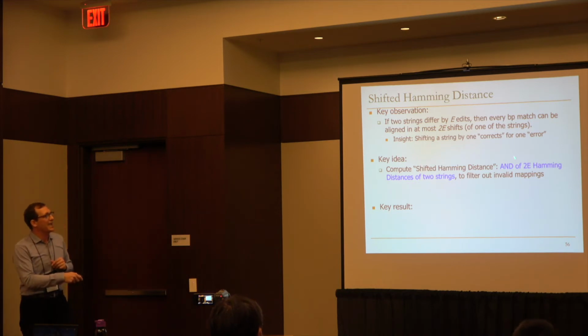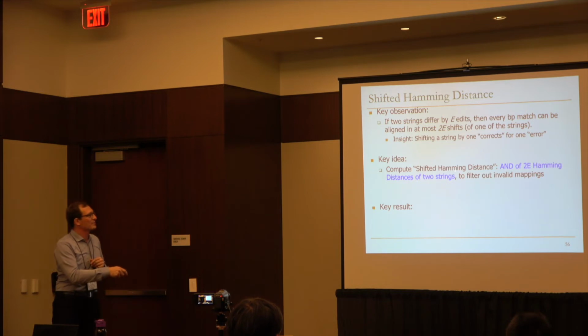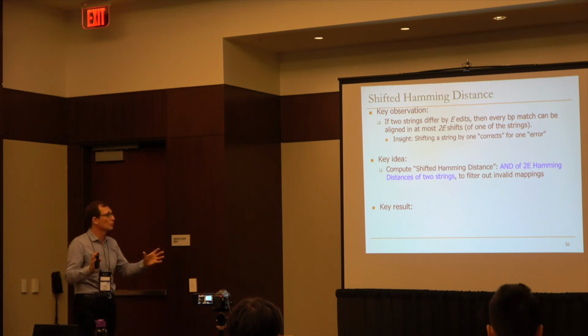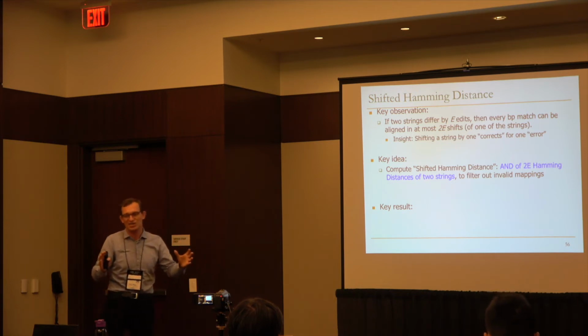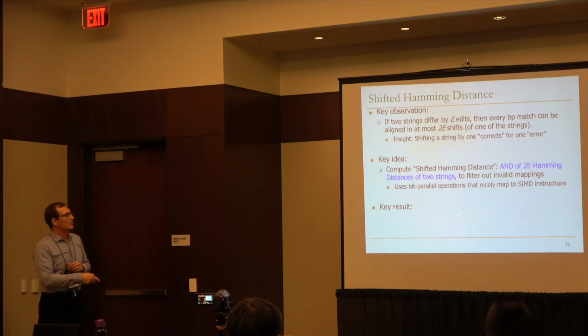It's essentially an AND of 2E Hamming distances of two strings. And if you compute this metric, you can quickly filter out invalid mappings. You cannot be sure that the strings actually match each other, unless you get a perfect match, of course. But you can use this to filter out the mappings. And you can use bit-parallel operations that might nicely map to SIMD instructions.